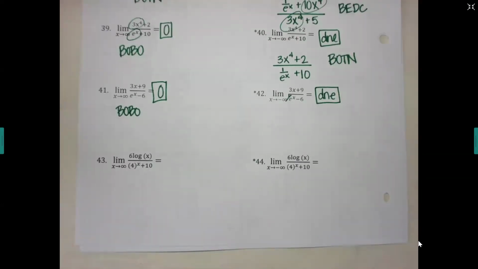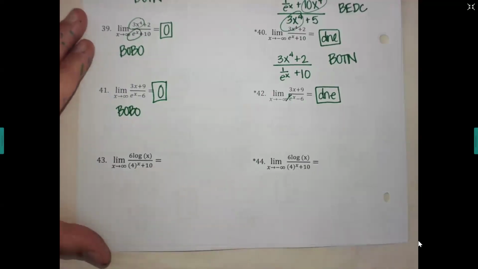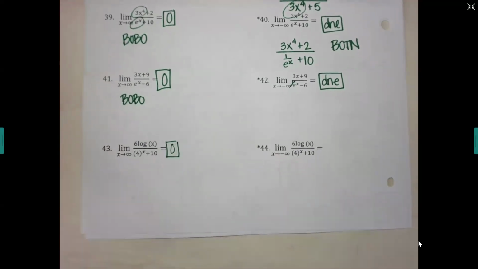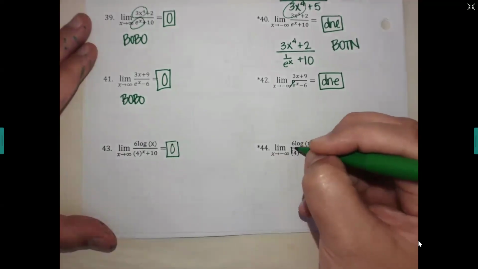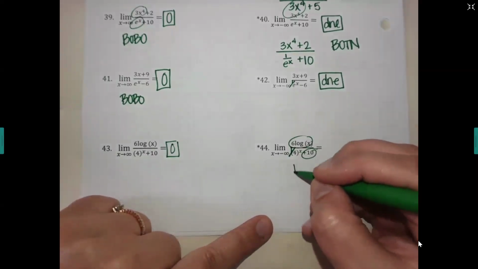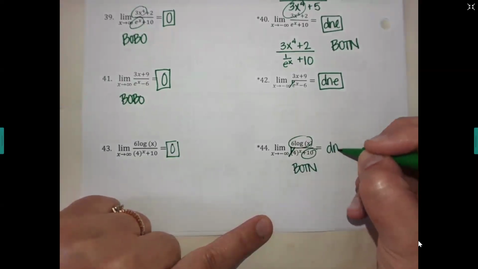Okay, let's do 43. We have a 6 log x on top, a 4x plus 10 on bottom. Bobo, Botner, Betsy for 43? It is a bobo, goes to 0. On my other end, what's going to happen when I approach negative infinity with a 4 to the x? It's going to fraction. Now it's a 1 over 4 to the x, and 1 over 4 to the x doesn't win anymore. Now who's the biggest on the bottom? 10 versus a log. Who's bigger? The top is bigger. Logs beat out constants, so now it's a bottom, or a DNE.